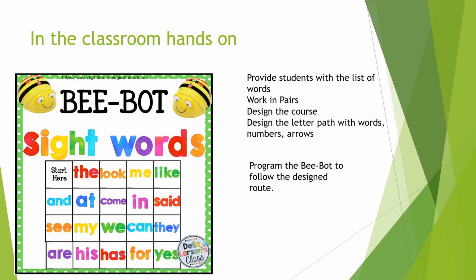In the classroom, we provide students with a list of words, spelling list words, high frequency words, words with regular spelling patterns. The students could work in pairs. The students will design a course to ensure the Bebot moves to each letter in sequence with the aim of correctly spelling one of the words on the list. Students can design a letter path using directional words, numbers, or even arrows. After designing the course, the students can then program the Bebot to follow the route.